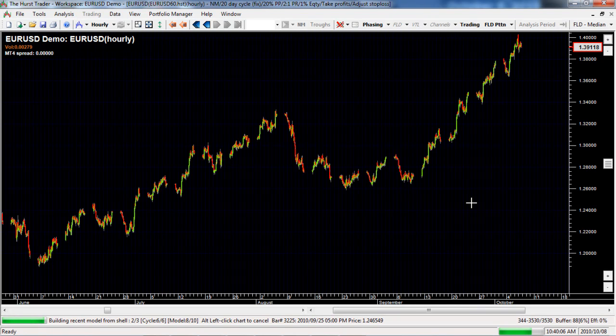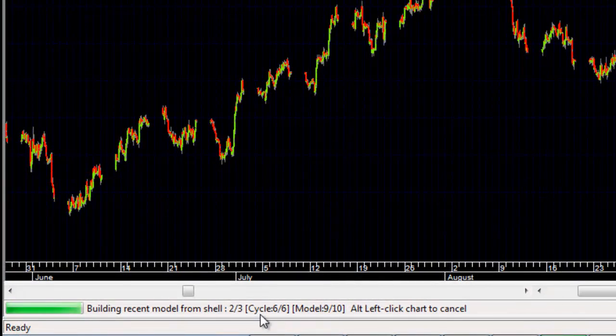I'm going to be demonstrating in a moment the process. It is really very simple. Now, you will notice that Sentient Trader is providing us with some information here about what it is busy doing. It is building a recent model from a shell. That is, in fact, the last process that it does, and it is a process that Sentient Trader performs to resolve the most recent phasing analysis.